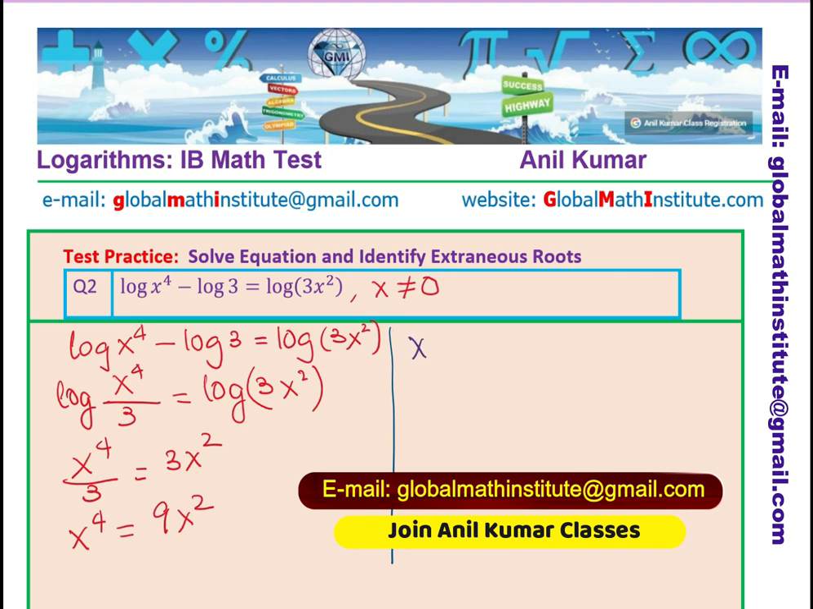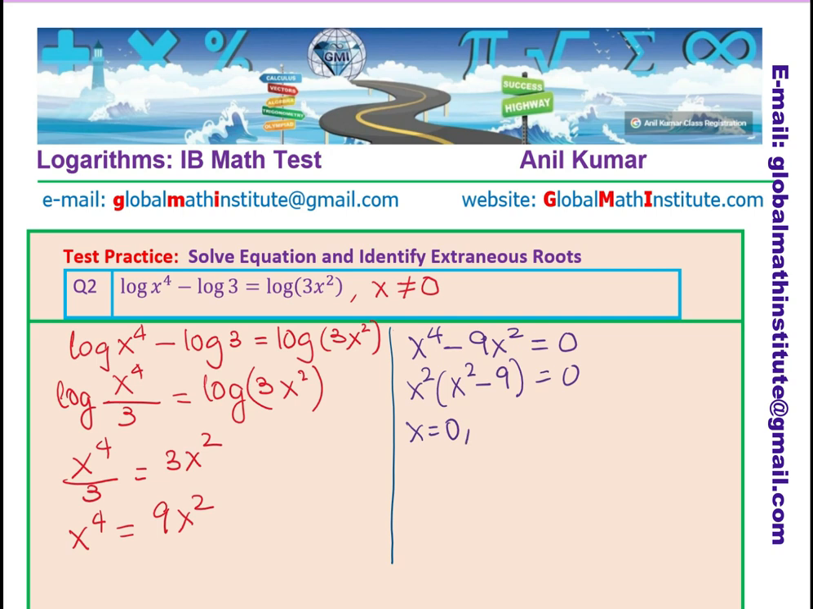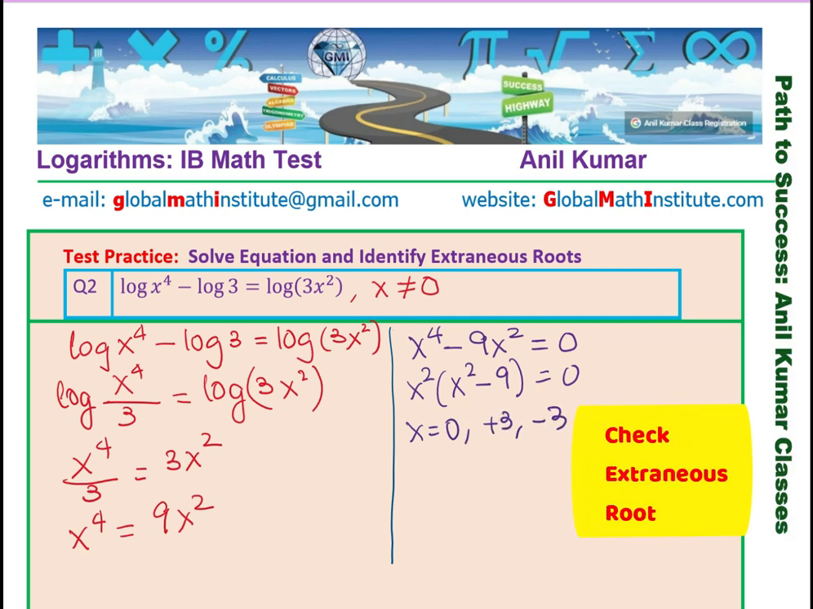Well, let's bring the terms together. x to the power of 4 minus 9x squared equals 0. So x squared is common. So we get x squared times (x squared minus 9) equals 0. Now that gives you a couple of solutions. So what could be the solutions? x is equal to 0 and also equal to plus 3 and minus 3. So there are three solutions.